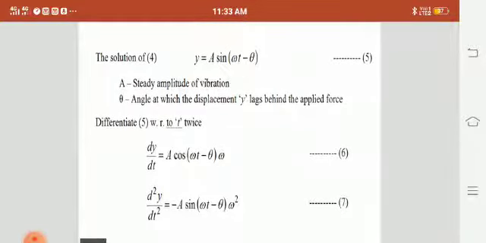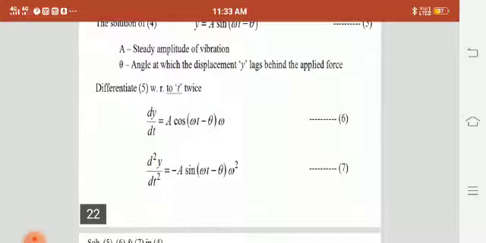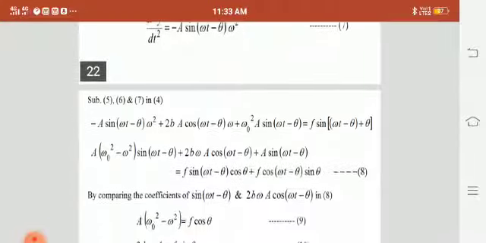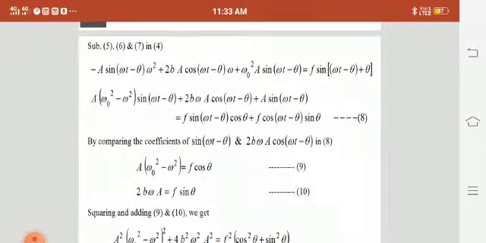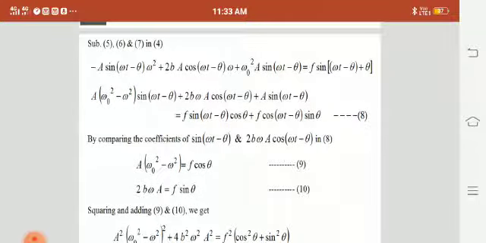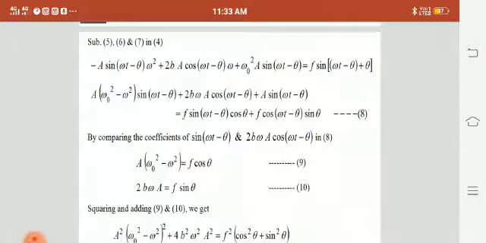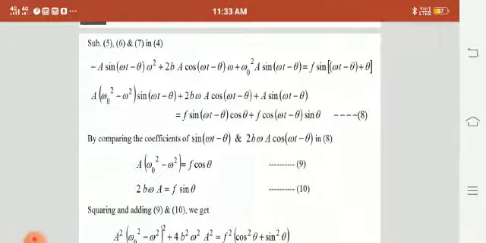So here there is a minus sign. Now put the values of equations 6 and 7 in equation number 4 and simplify the whole equation. We will get A(ω₀² − ω²) = F cos θ. Here we are going to separate the equation: 2bωA = F sin θ.